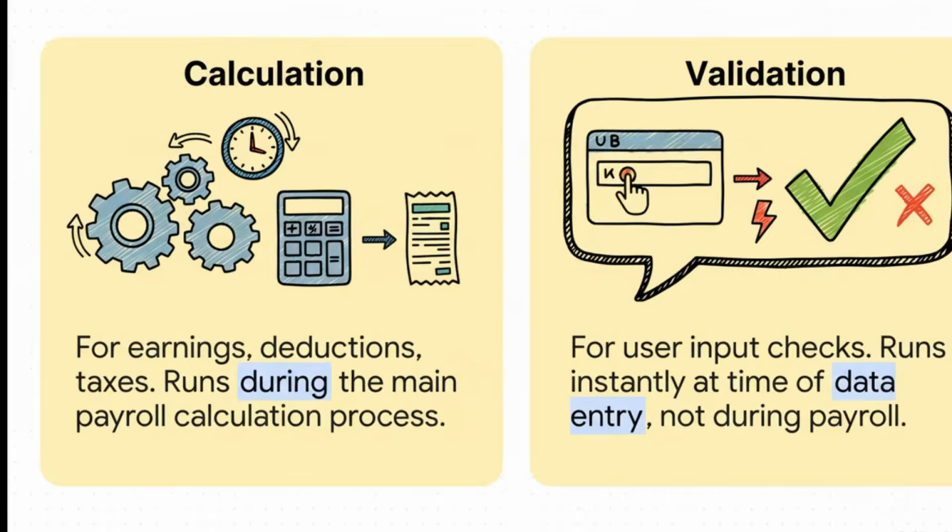Simple as that. Now this is super important and a place where people can get tripped up. You have to use the right tool for the job. See, a calculation formula is for the main event. It does the heavy lifting for earnings and deductions during the actual payroll run. But a validation or skip formula works at a completely different time. A validation formula, for instance, runs the instant a user tries to enter data, checking if it's allowed. If you use the wrong type, it just won't work when you need it to.